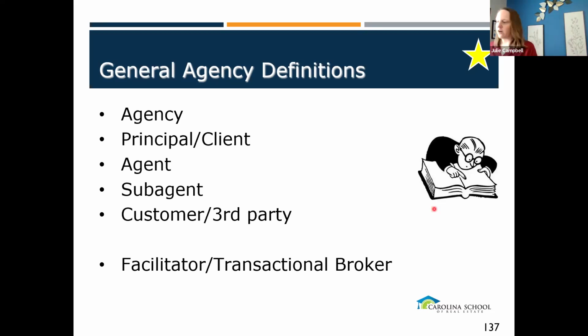Agent is the firm. Once the consumer hires the firm, they are now our client.